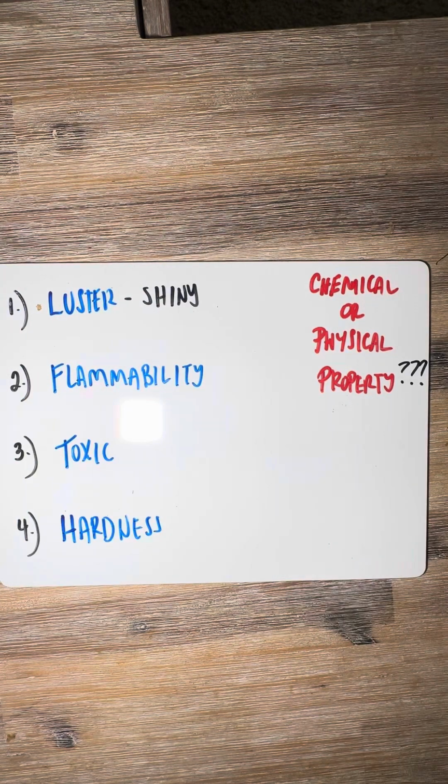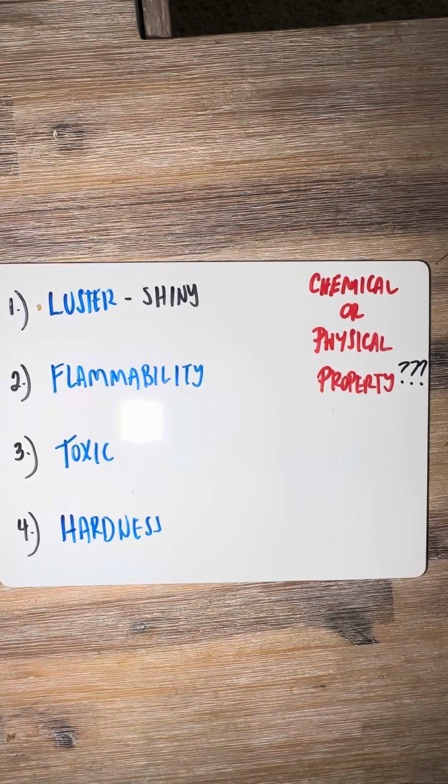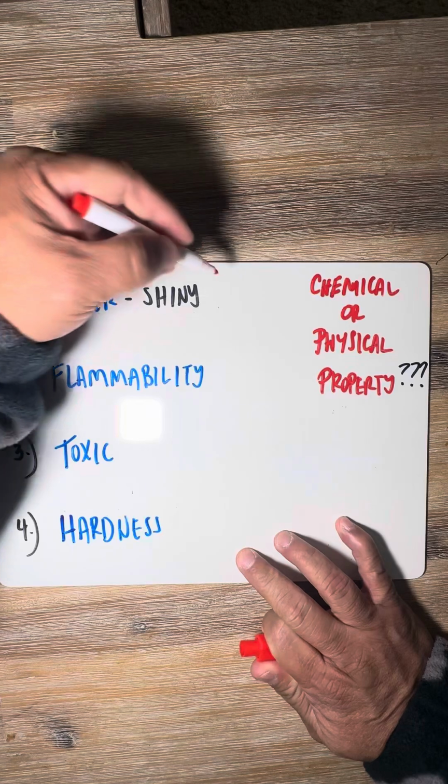That's what it is, right? Can you tell whether an object is shiny by just using your eyesight? That means just looking at an object. If the answer is yes, then that is a physical property. So luster is a physical property.